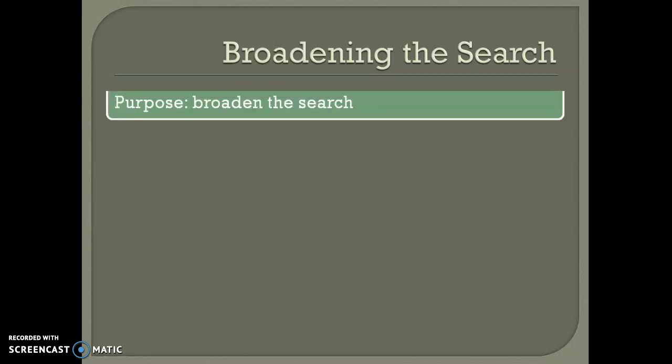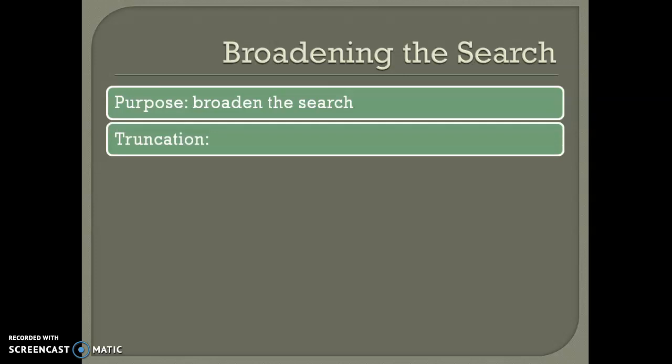Broadening the search. The purpose of using truncation and wildcards is to make the search terms broader. This will take a keyword search and expand the word to include a greater number of search results with similar terms. The first is truncation.